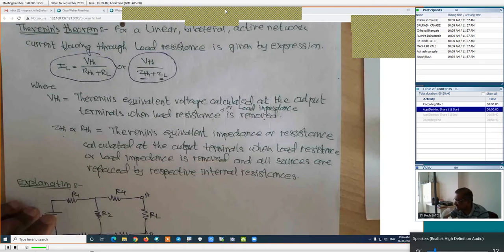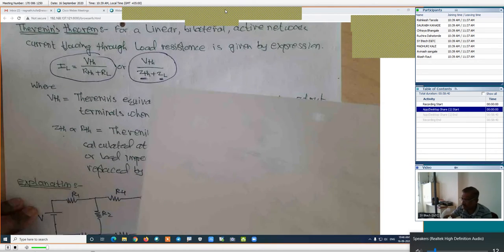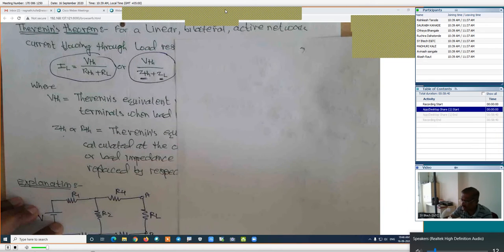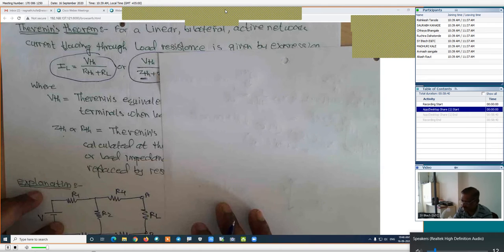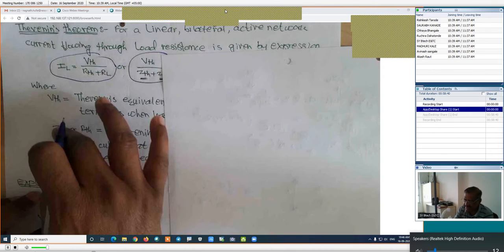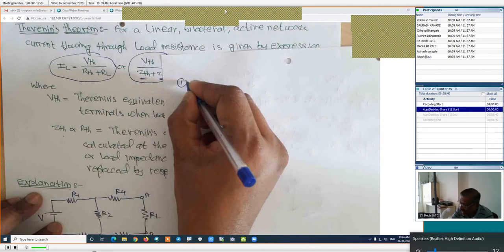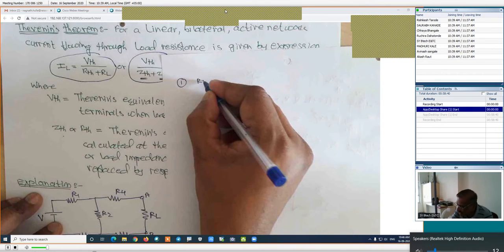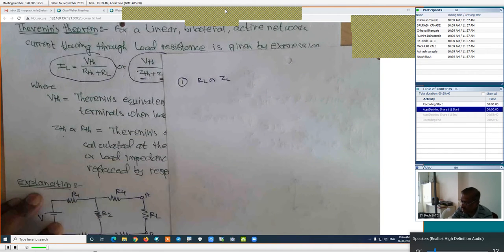Then here, Thevenin's theorem problems can always be solved by using 4 steps. I will discuss the steps only. How is the VTH, how is the ZTH, that I will discuss. Step number 1 is remove the load resistance or load impedance and redraw the same circuit. This is the first step.